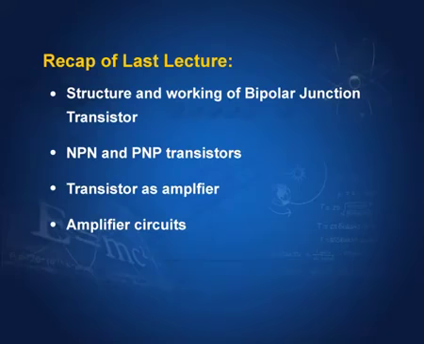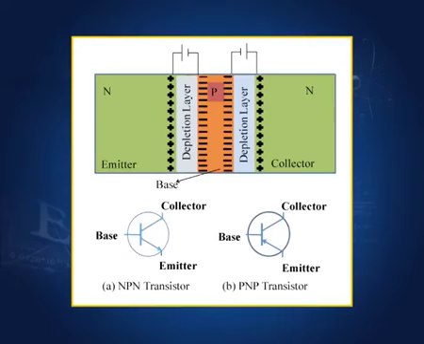In the last lecture, we learnt about the structure of a transistor and something about its working. We also saw the symbol for the NPN and the PNP transistor. How do you recognize one from the other? By the arrow. If the emitter arrow points outwards, it is an NPN transistor. If it points inwards, then it is a PNP transistor.